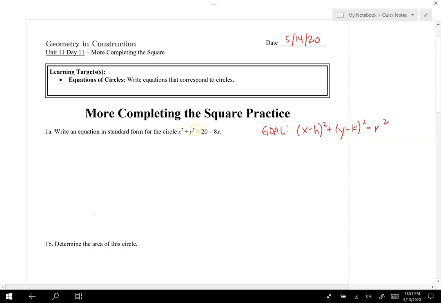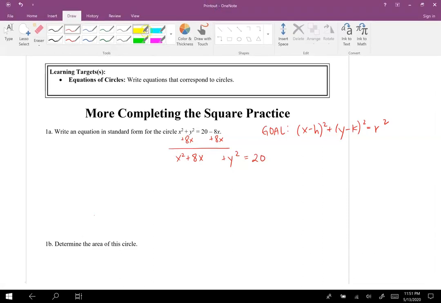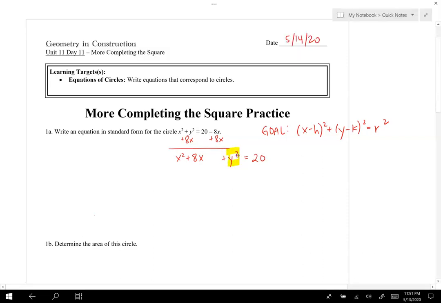Okay, so if I look at this right now, I just need to move the x's and y's to the same side. So I've got x squared plus 8x plus y squared equals 20. The 20 can stay on the other side. Something that's really neat here is that there's no other y terms besides the y squared, so that's actually a perfect square. I don't have to complete the square there. But if I look at the x terms, I do have to complete the square.